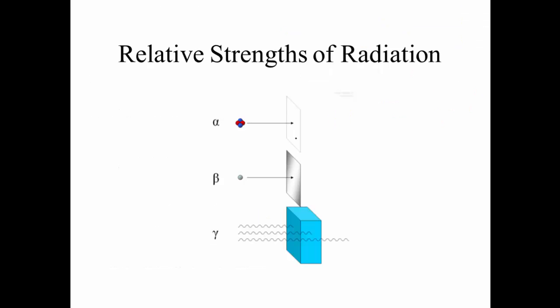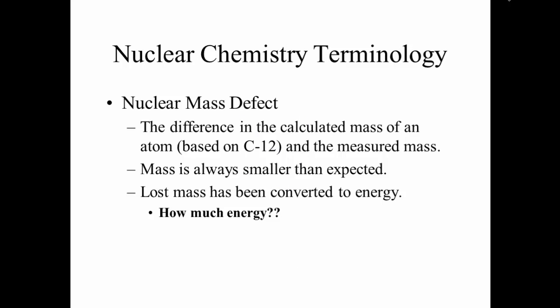Again, this is showing the relative strength of the particles. Alpha can be stopped by something like a piece of paper. Beta takes something a little bit more dense, like a piece of foil. Gamma requires something very thick, like lead or concrete, to stop it. All right, a little bit of vocabulary terminology.